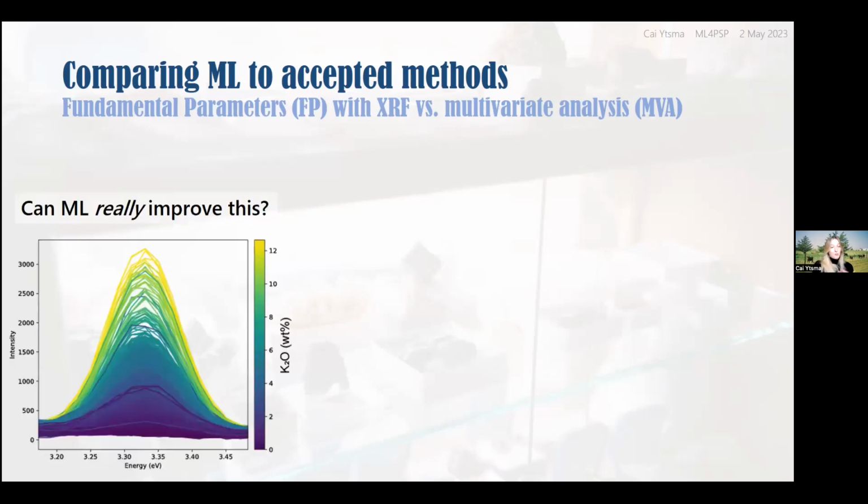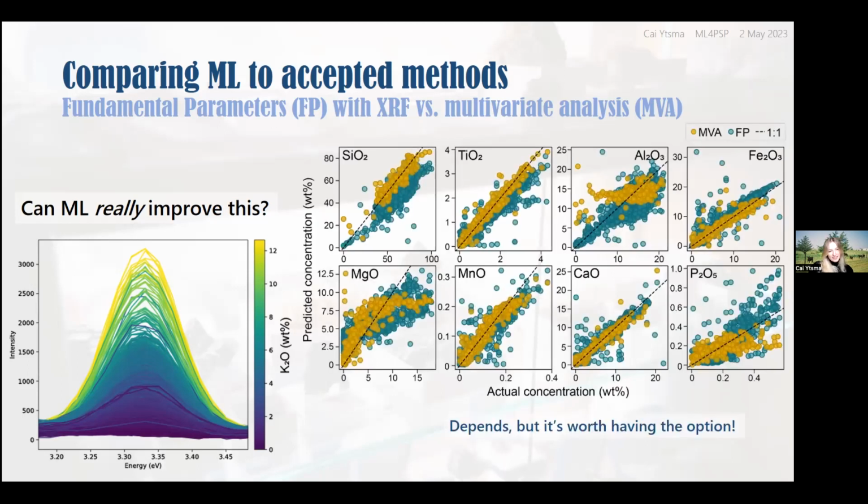So you can see this beautifully defined relationship in this peak of potassium oxide in our standards from portable XRF data. So you could think, can machine learning really improve on something that's so accepted as this? And it depends. So these data are from a study I'm about to submit that compares PLS models to fundamental parameters results from the instrument using a portable XRF. And they show pretty similar results overall.